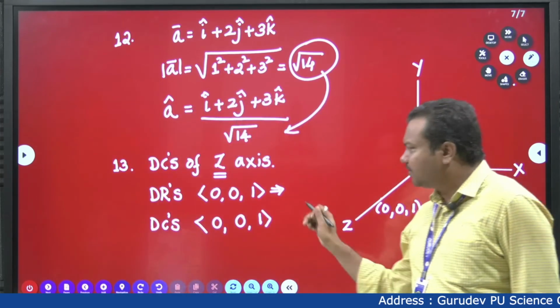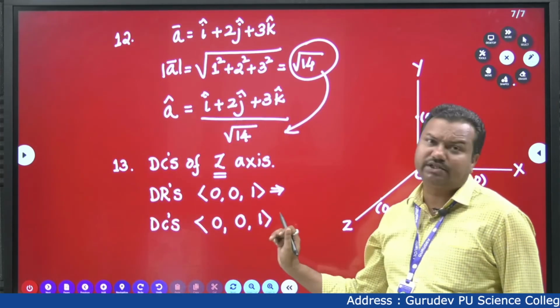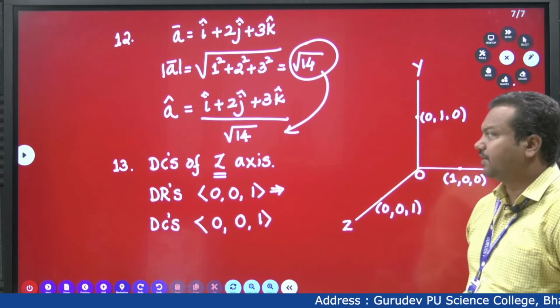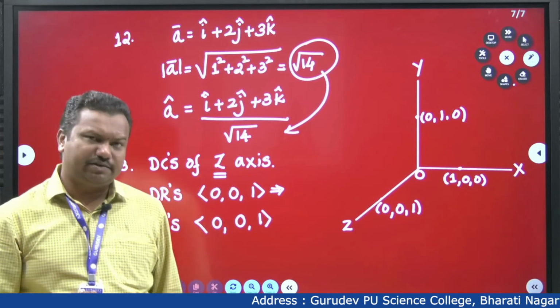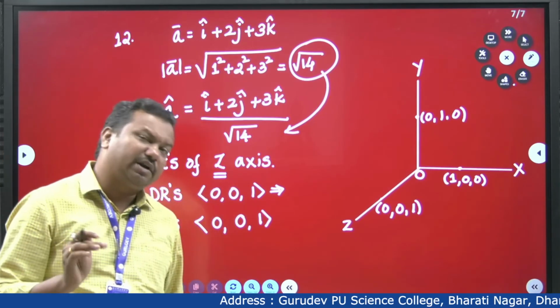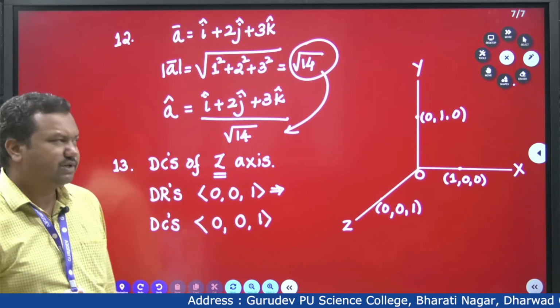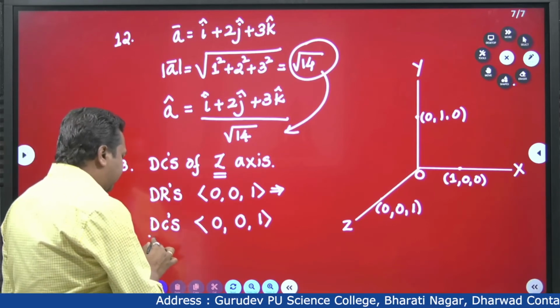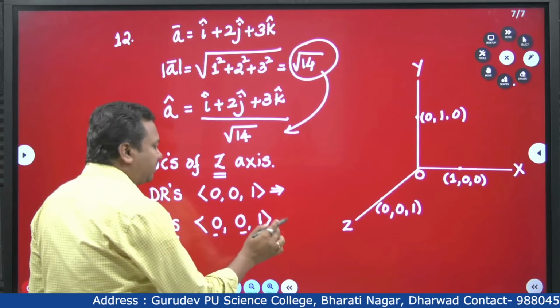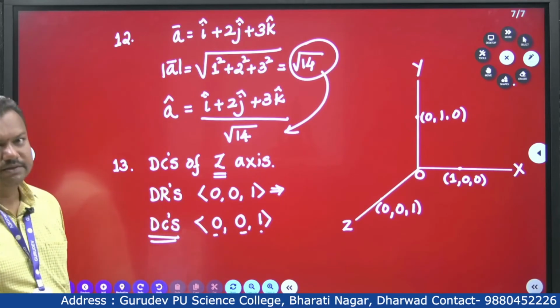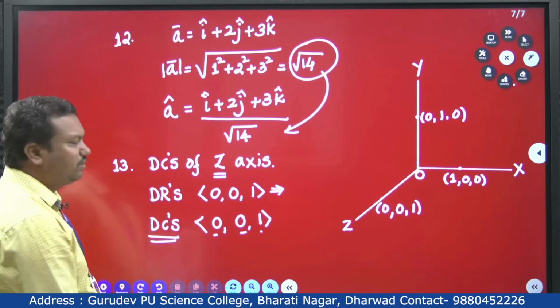Therefore, direction ratios and direction cosines, understand the difference. What makes the difference? Direction ratios are nothing but numbers and direction cosines are also nothing but numbers, but there is a difference here. In case of direction cosines, the sum of the squares of these values is always equal to 1. The sum of the squares of these values must be equal to 1, isn't it?